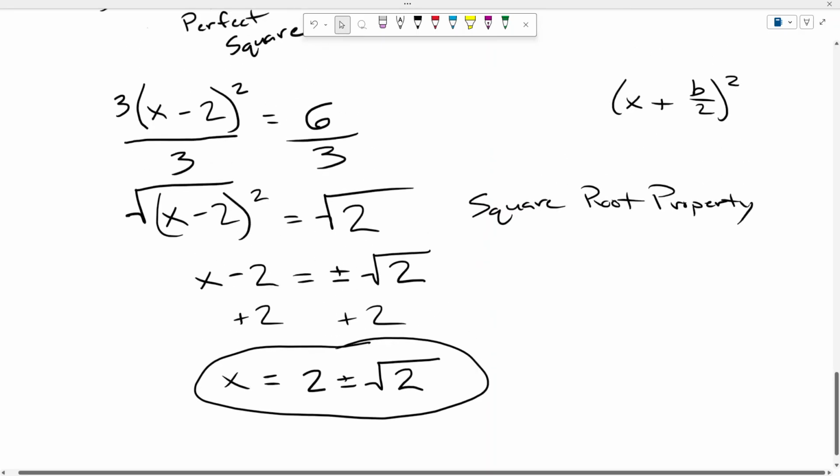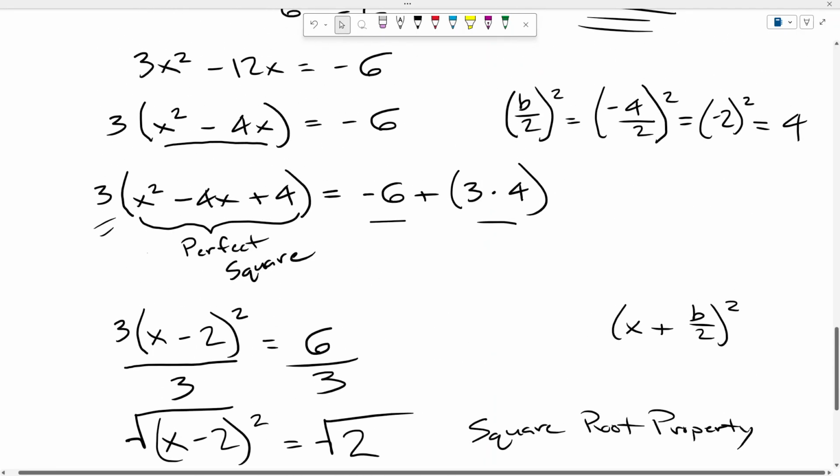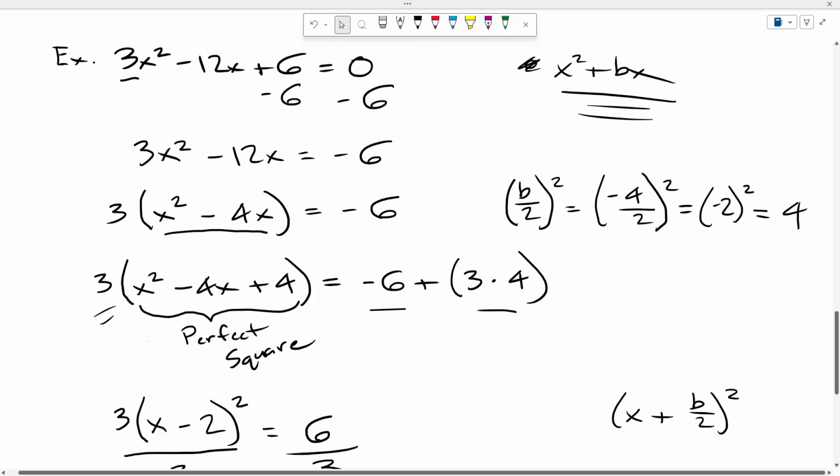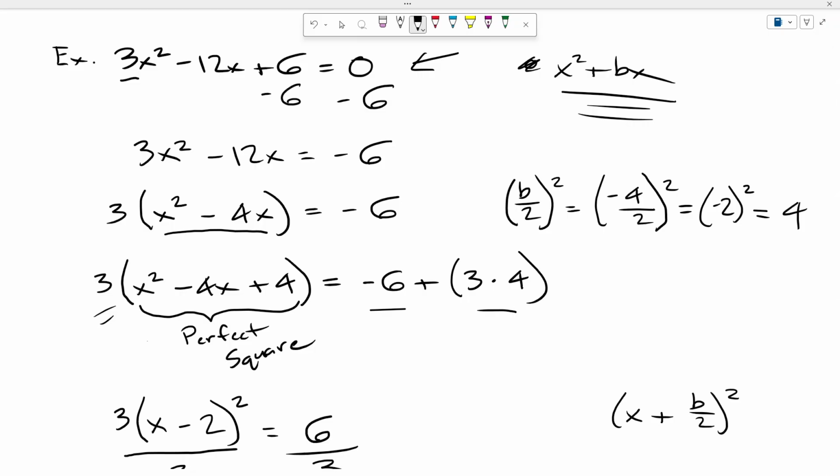So let's look at where we came from here. We started off up here, subtracted the 6, we got it in this form, the x squared plus bx, so we could begin to complete the square. Move the 6 over, and then because our coefficient tied to the x squared was not 1, we had to factor that 3 out. So now we were completing the square just on what's inside the parentheses.